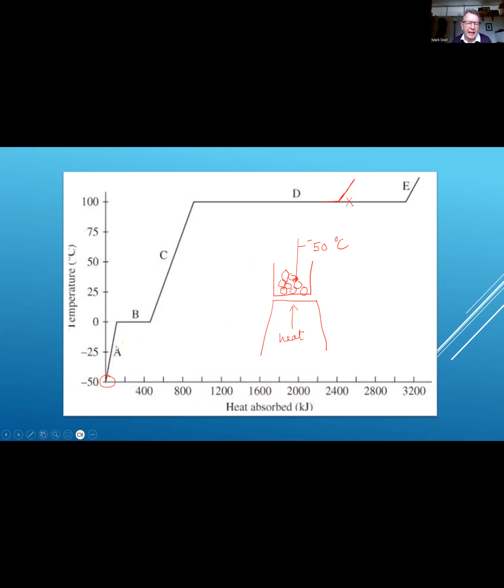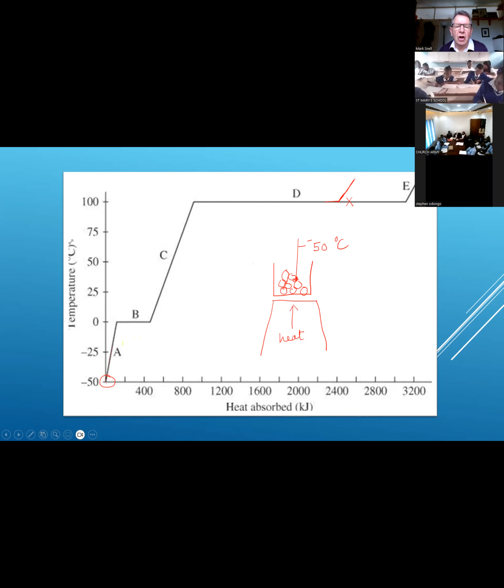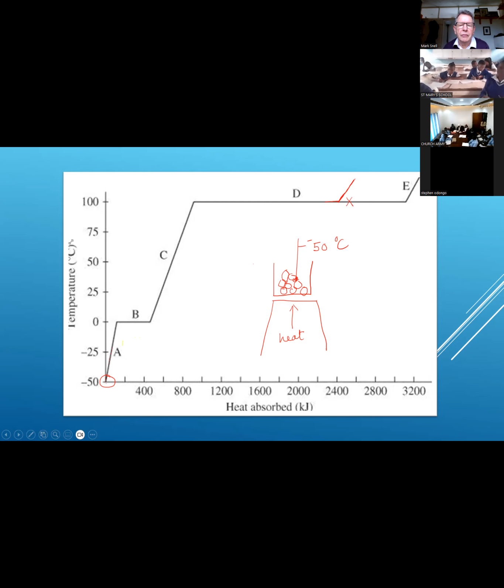So all of A is solid. All of C is liquid. All of the time up here, it's a liquid. But in the bit between, at B, it is a mixture of solid and liquid. Okay, a mixture of solid and liquid.